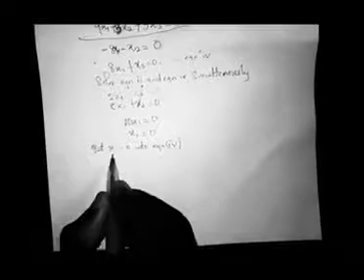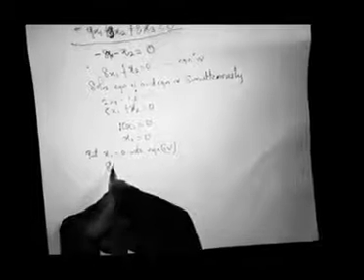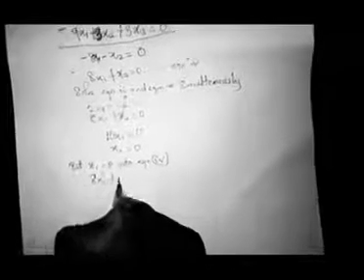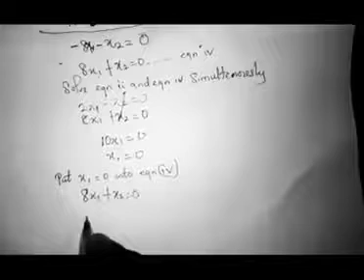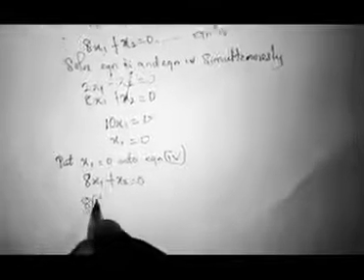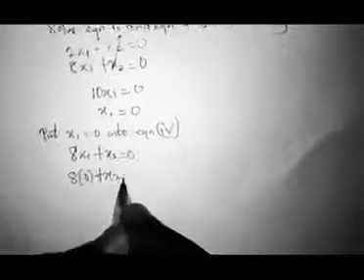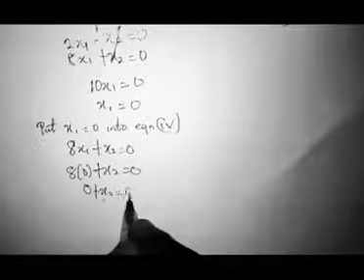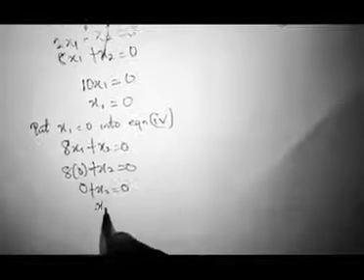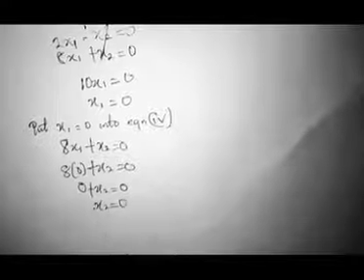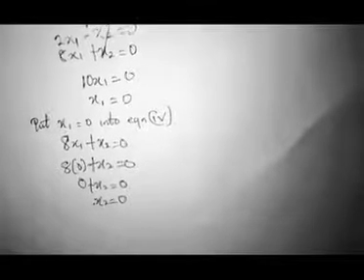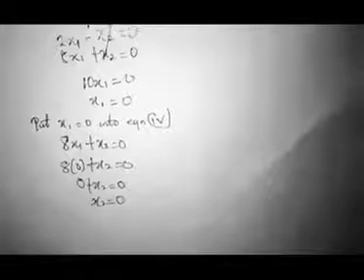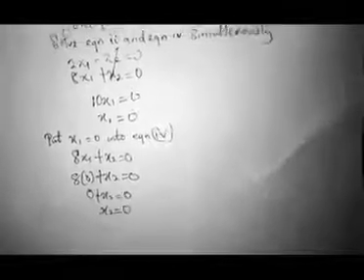So let's continue. Put x1 equals 0 into equation 4. So that will be 8x1 plus x2 equals 0, and that will be 8 into 0 plus x2 equals 0. Then you can say 0 plus x2 equals 0. Then your x2 will be 0. So you can see that your x1 and your x2 are 0. So the next thing for us to get now is your x3.